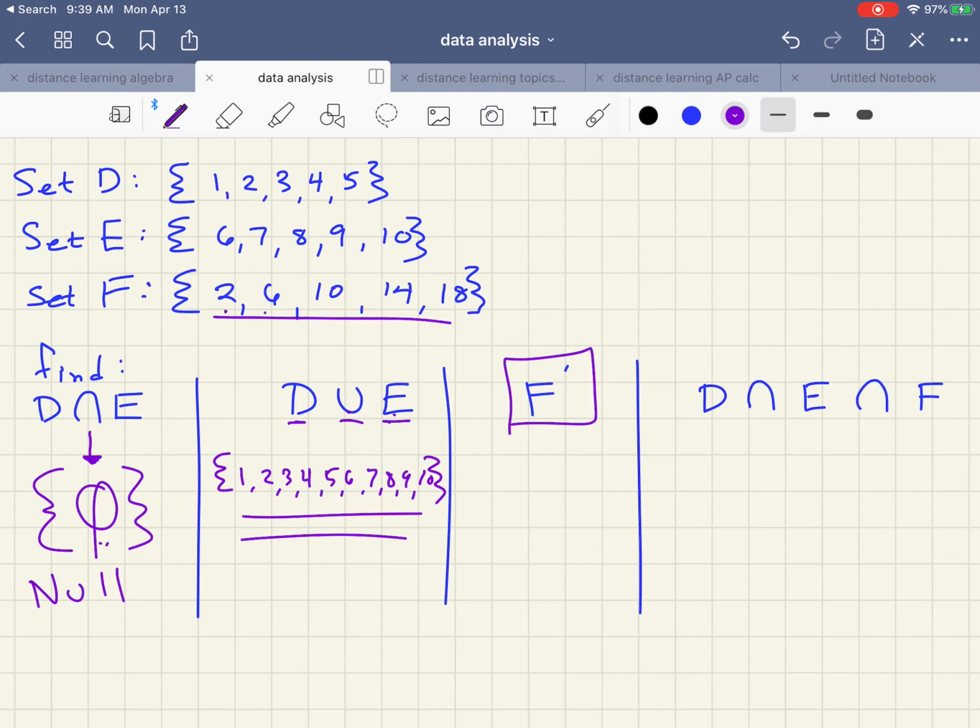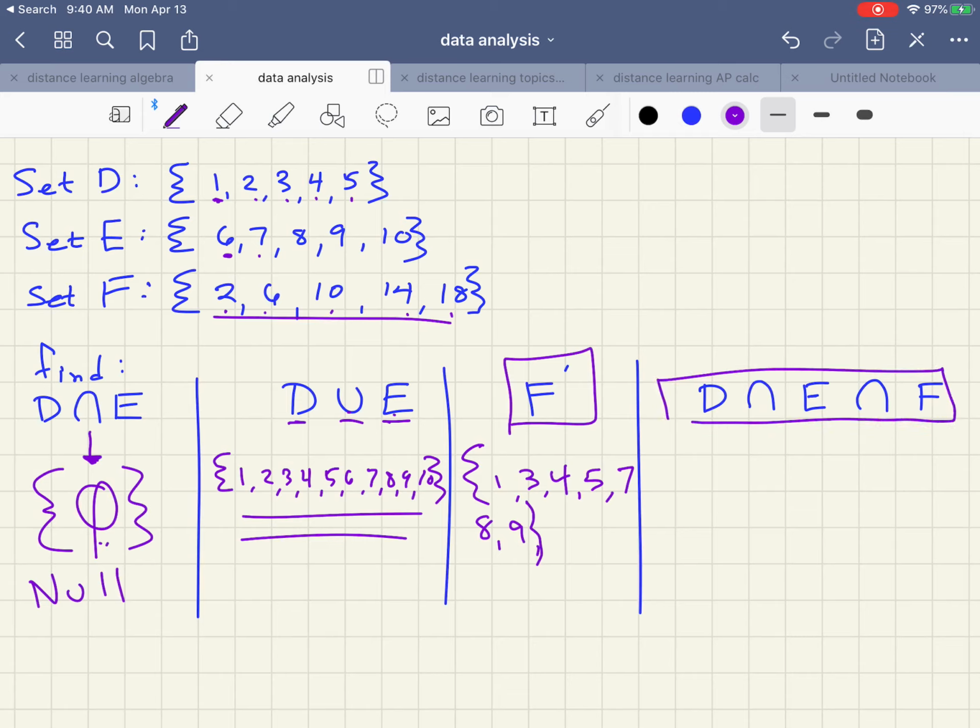F complement. Here's F. So as long as it's in F, I can't write it. 1 is not in F, so I'll write 1. 2 is. 3 is not. 4 isn't, so I'll put 4. 5 isn't. 6 is. 7 is not. I'm going to carry this down to the next line. 8 is not. 9 is not, 10 is. So we'd stop there. F complement is all of those numbers.